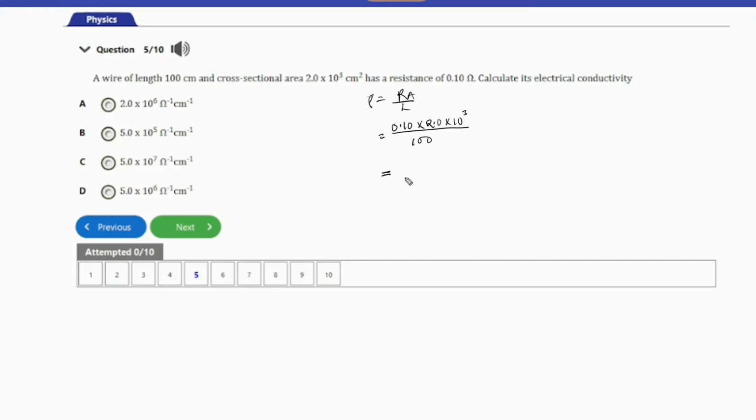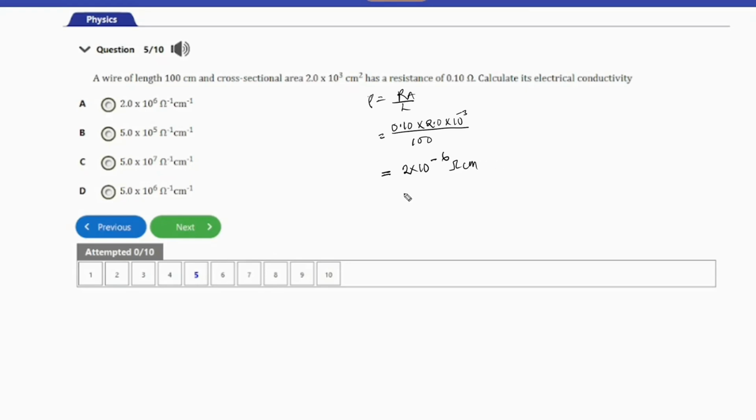So actually this cross-sectional area is 2 times 10 to the power of negative 3 cm squared, not just 2 times 10 to the power of 3. This is 2 times 10 to the power of negative 3. So there's an error here. So if we calculate for this, we are going to have 2 times 10 to the power of negative 6 ohm cm.